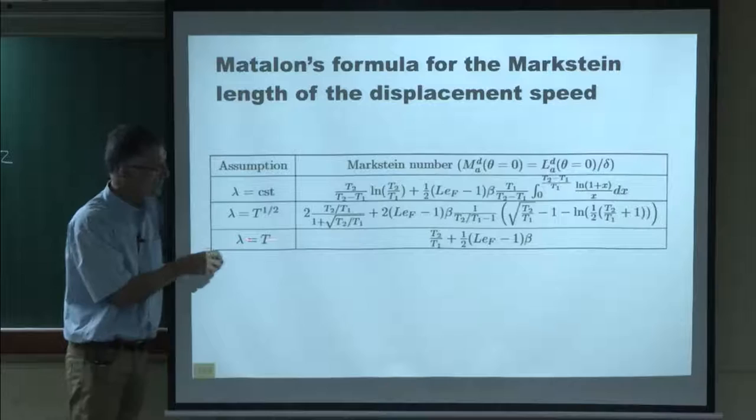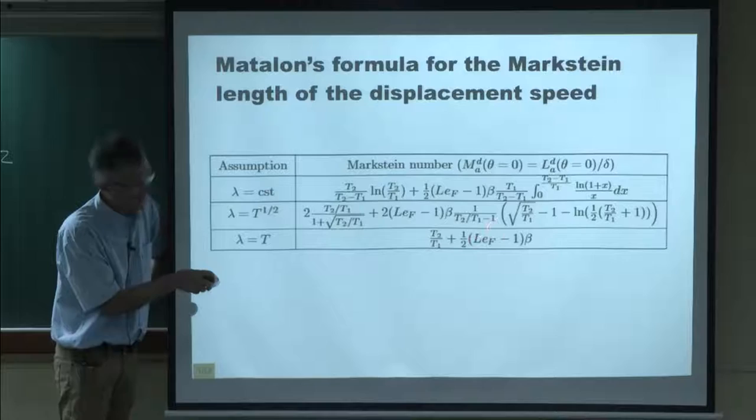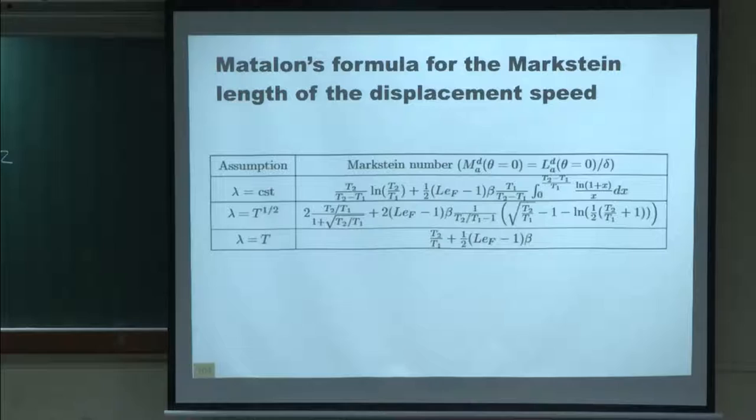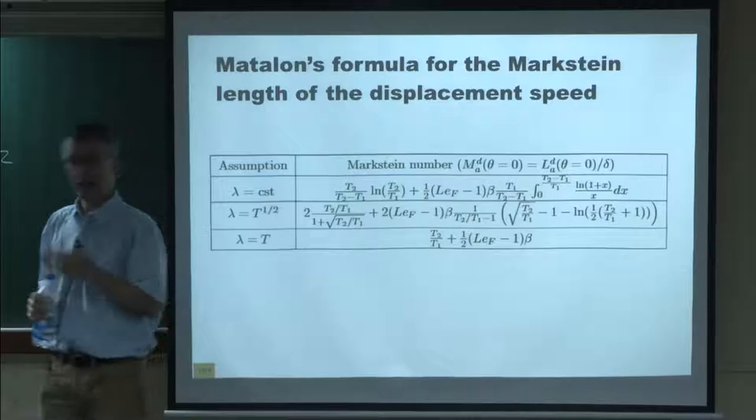You see that in the Markstein length, you have the Lewis number, which appears. It's the Lewis number of the deficient reactant, so it's for lean flames. So this is usually the fuel. So it means really that the Markstein length of hydrogen is going to be very different from the Markstein length of propane, for example.